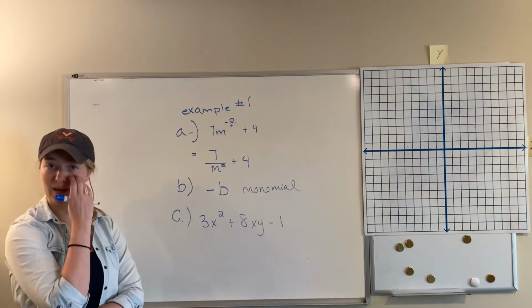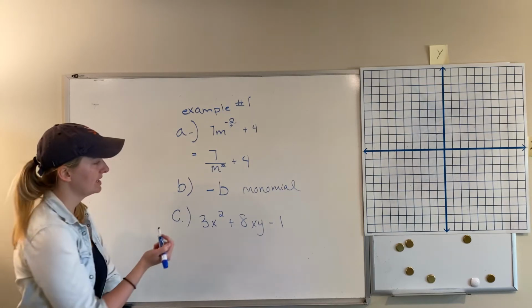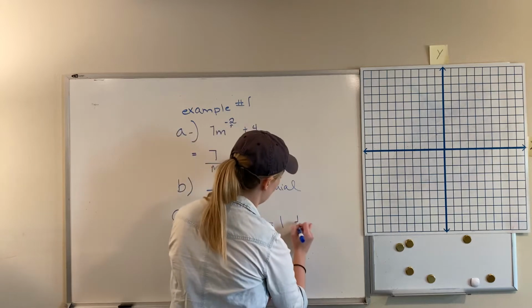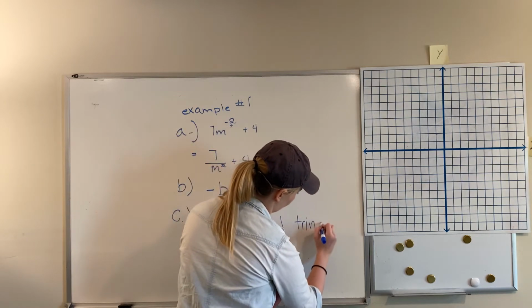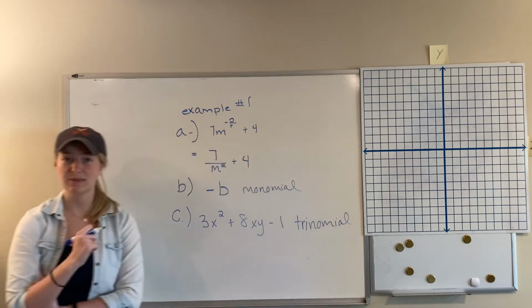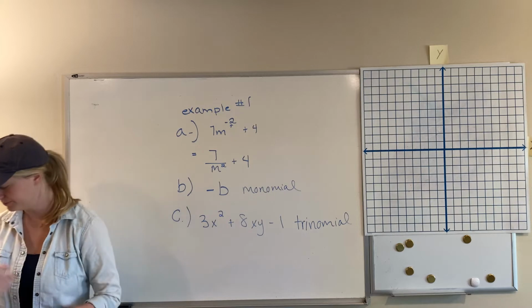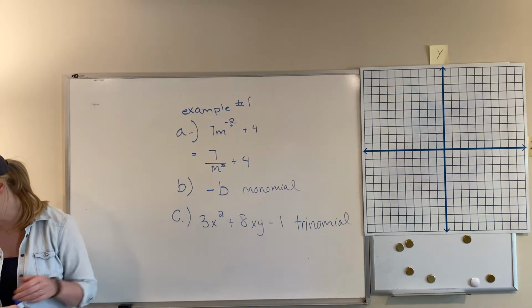How many terms are present? We have 3 terms present. Tri means 3, so it's a trinomial. And so yes, it's a polynomial. Specifically, if we had to classify it, it would be considered a trinomial. Let's look at our checkpoints.